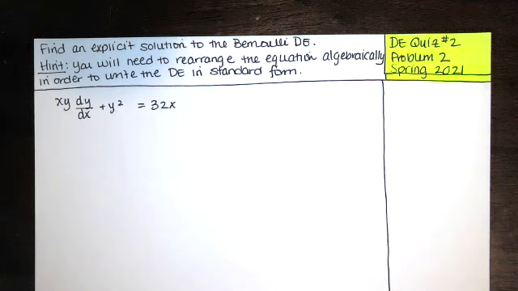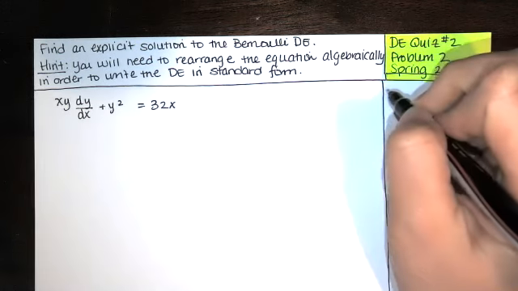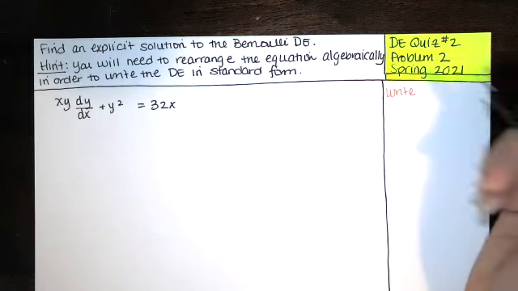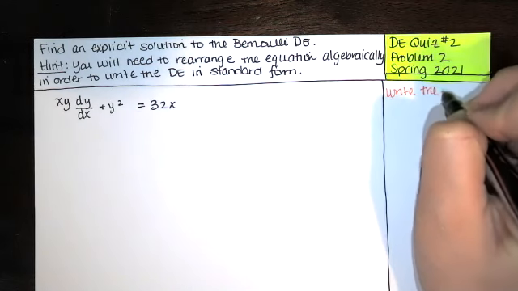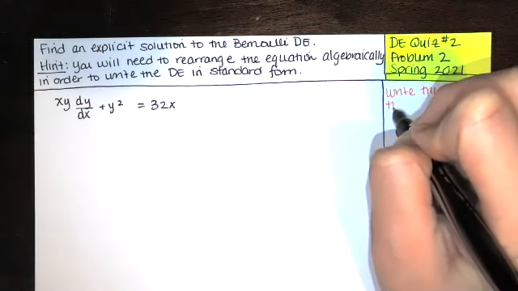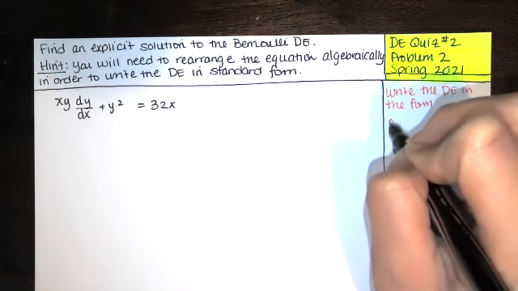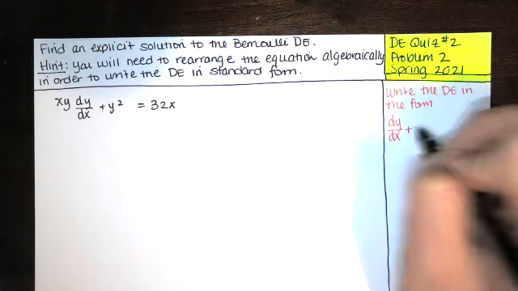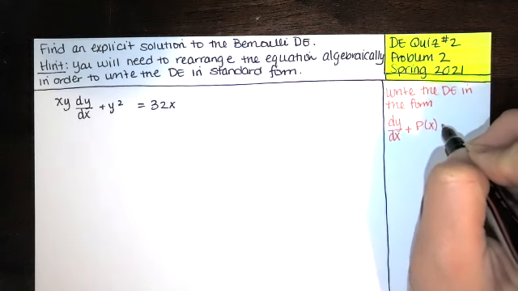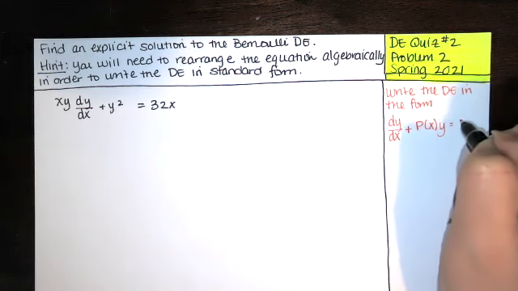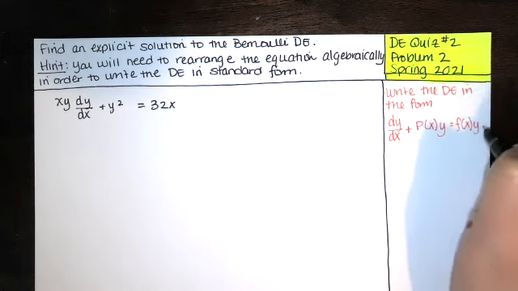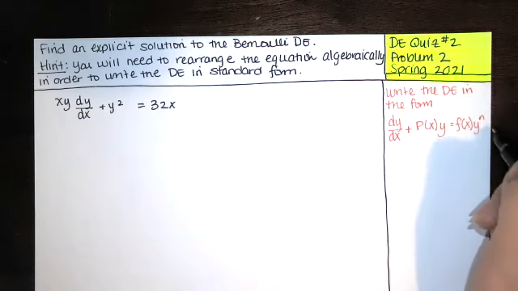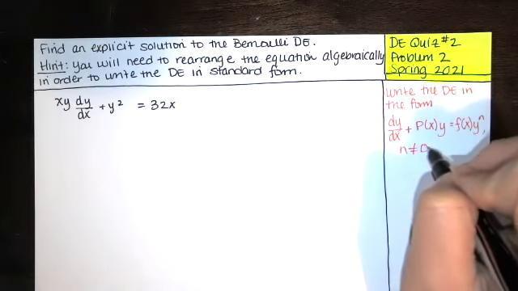The problem statement says, find an explicit solution to the Bernoulli differential equation. Hint, you will need to rearrange the equation algebraically in order to write the differential equation in standard form. So the first thing that we need to do whenever we're solving a Bernoulli DE is write the DE in the following form. We want to write it as the first derivative plus a function of the independent variable times the dependent variable equals a function of the independent variable times the dependent variable raised to the nth, where n is not equal to zero and not equal to one.